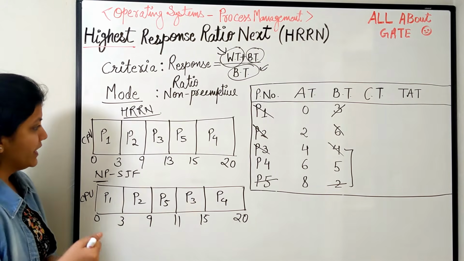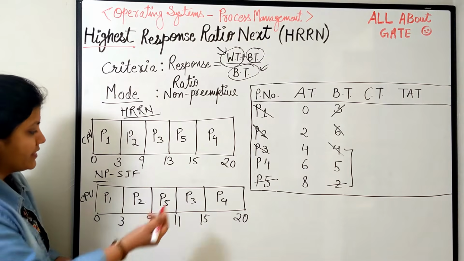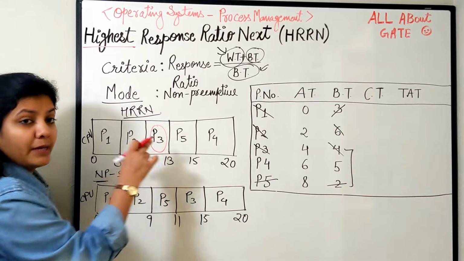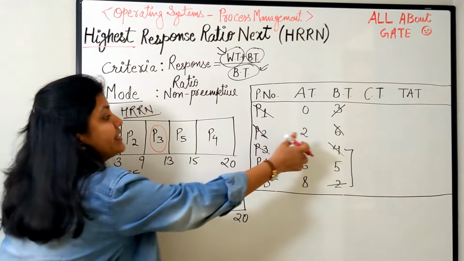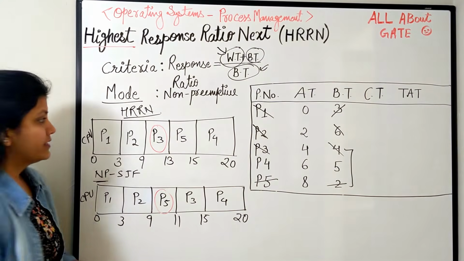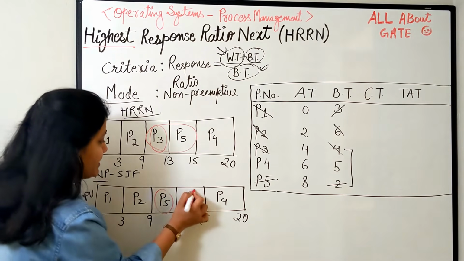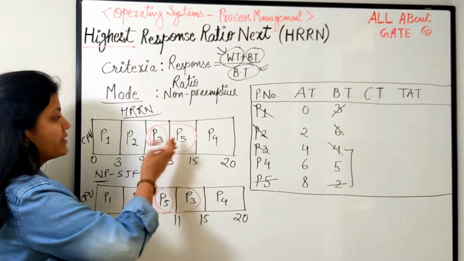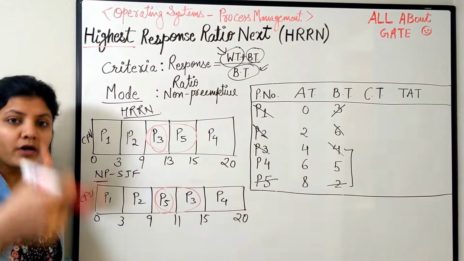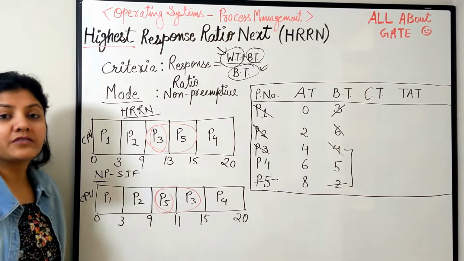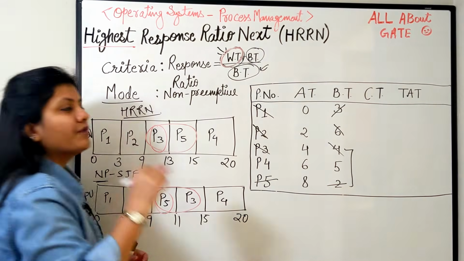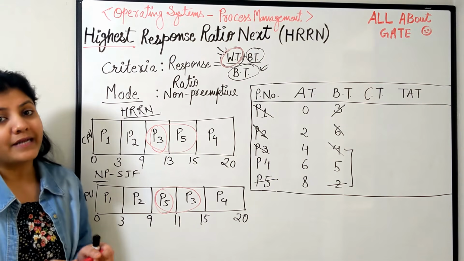You all have practiced enough questions about this scheduling. Now you look at where the difference is coming. Here P3 was given the chance because it came first and it had waited for a longer time. Here the chance is given to P5. See, this is where the difference is coming in both the algorithms, P3, P5 versus P5, P3. So here it had to wait for a longer time. Here it got the chance first because we were also considering the wait time factor. We were not only looking at the burst time factor.